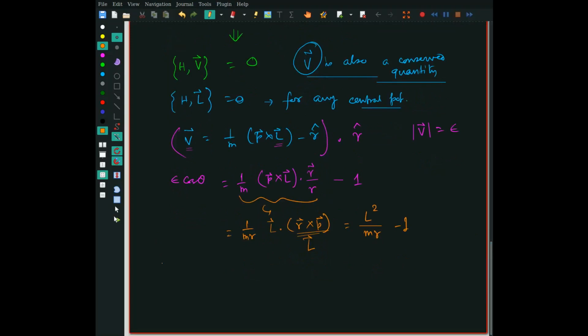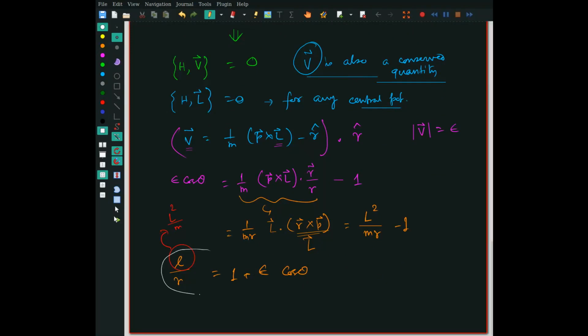Now, if you rearrange this thing, remember this L has a constant magnitude again. This L square I write as small l, a shorthand for the constant L square over M. That is just my notation. So small l over R equals 1 plus epsilon cosine theta. Perhaps you remember this equation from your undergraduate days. This is the equation of a conic section.